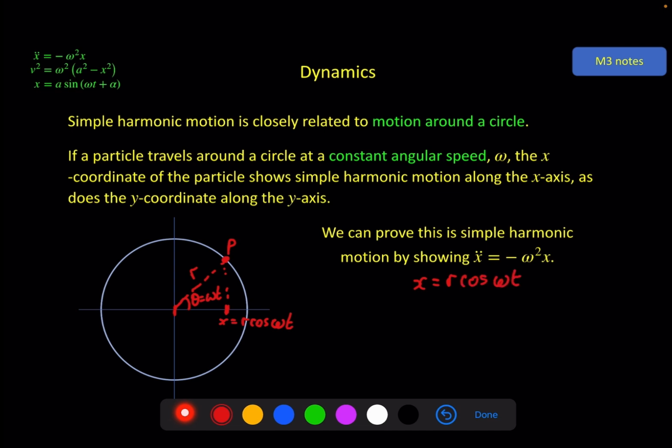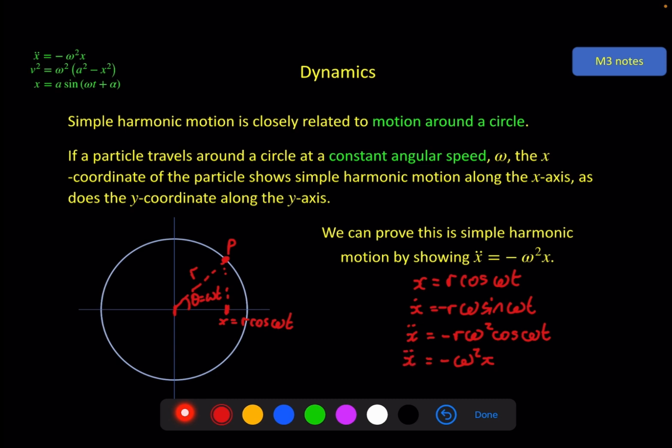and then differentiate it, we get x dot, so that's dx by dt, we get r omega, cosine goes to minus sine omega t, and then if we differentiate it again with respect to t, we get x double dot, minus r omega squared cosine omega t, and this, the r cosine omega t, is equal to x. So if we replace that, we indeed get minus omega squared x for the acceleration.